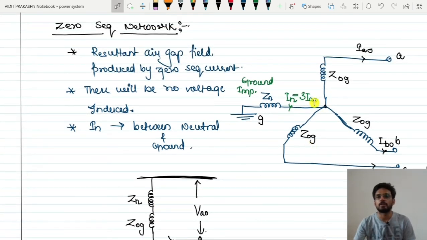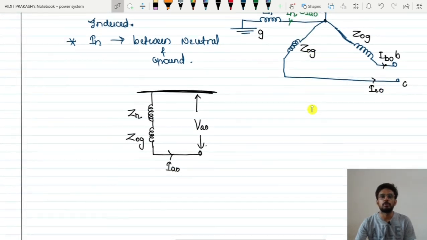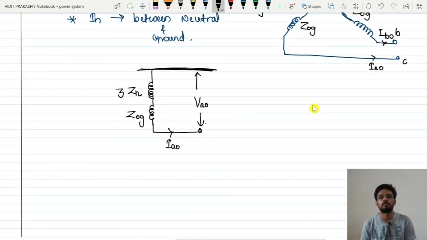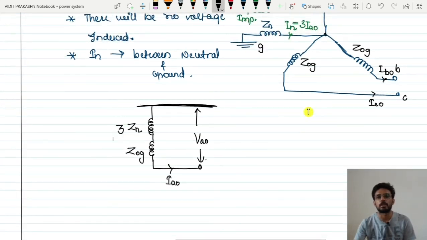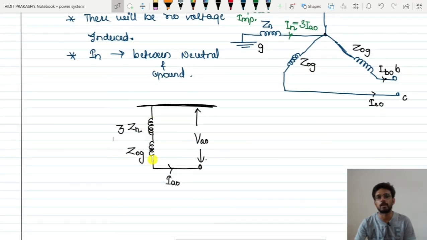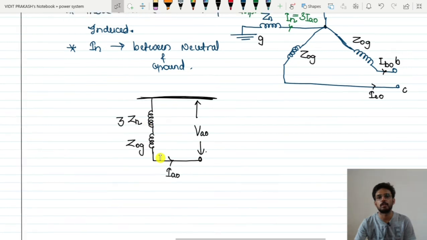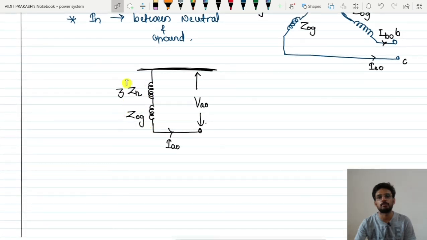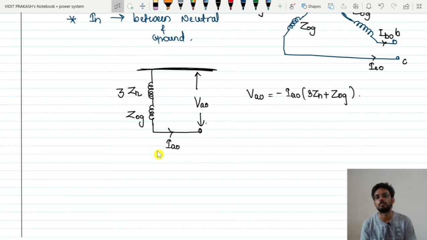See here, the current is 3 IA0, right? So the impedance value will be 3 Zn here. Because in the zero sequence impedance the current is IA0, but in Zn the current is 3 IA0. So how do we connect this directly? We need to put 3 Zn here along with the zero sequence impedance. So this gives the zero sequence voltage VA0 equal to minus IA0 into 3 Zn plus the zero sequence impedance.